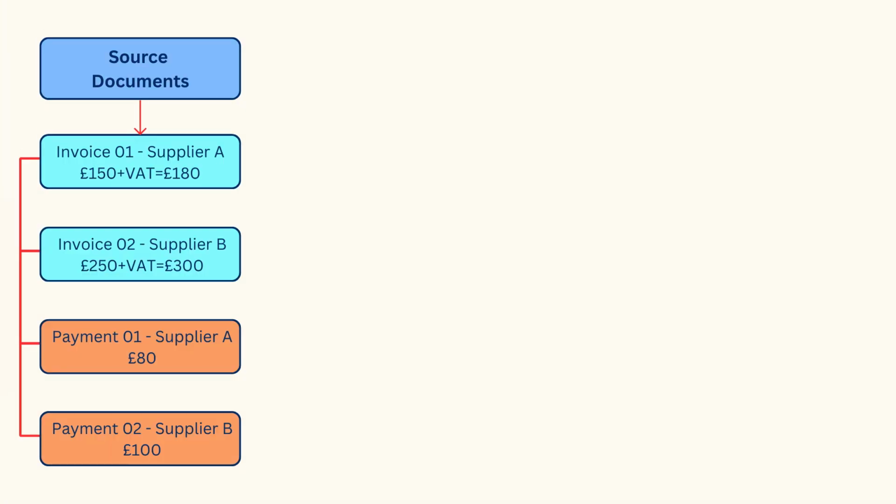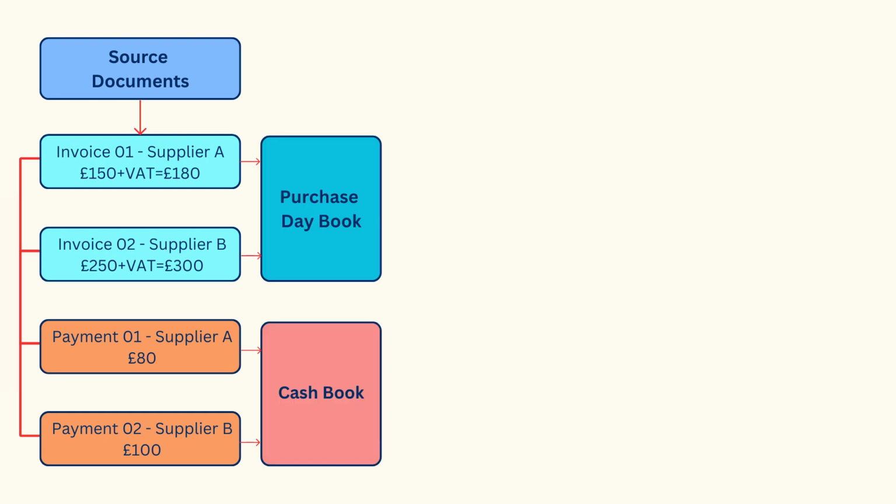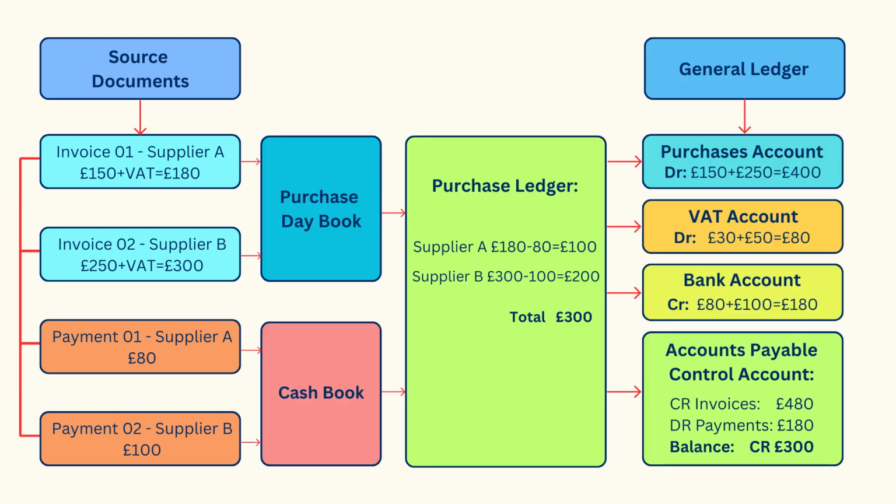Everything starts with source documents, such as supplier invoices, supplier credit notes, payments to suppliers. The purchase invoices flow from the purchase day book into the purchase ledger, and payments flow from the cash book. From the purchase ledger, the totals move into the Accounts Payable Control Account.